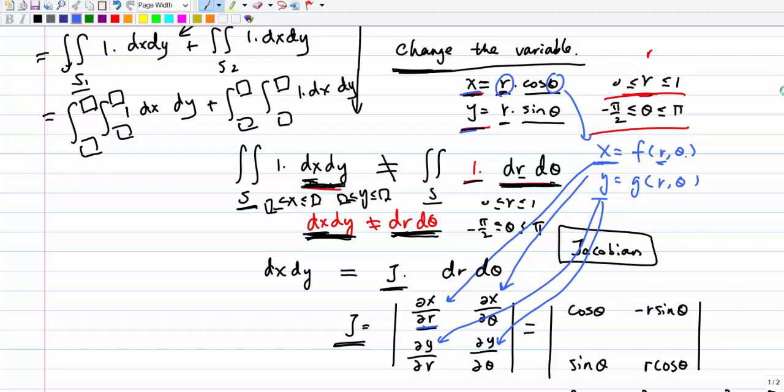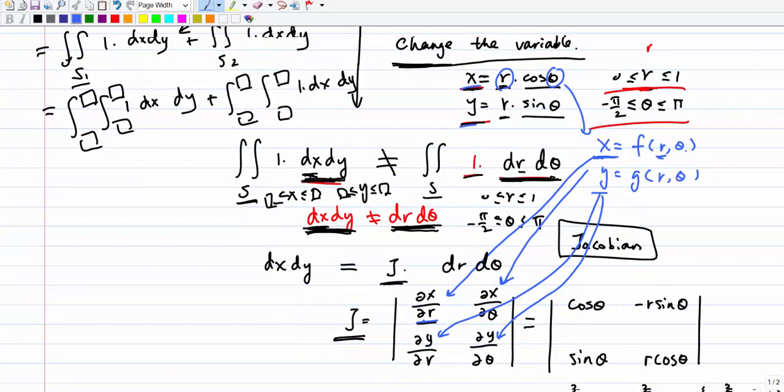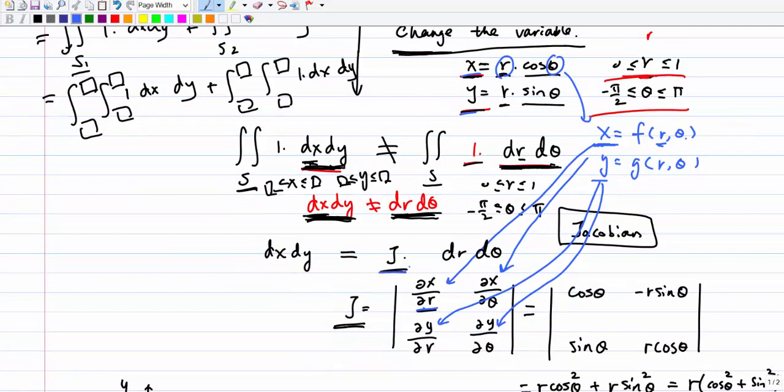Okay, so what the Jacobian says, and this is also a well-known tool, is that dx dy is equal to the Jacobian, which is called a determinant, times dr d theta. Which means if I go back to the previous one, this integral is equal to, not 1 of course, but this integrand times the Jacobian. The Jacobian is computed over here. It's given by the determinant of partial x partial r, partial x partial theta, partial y partial r, partial y partial theta.